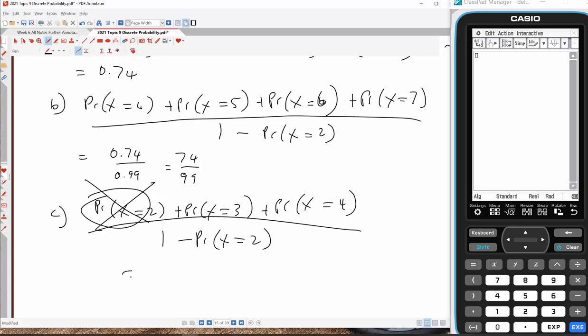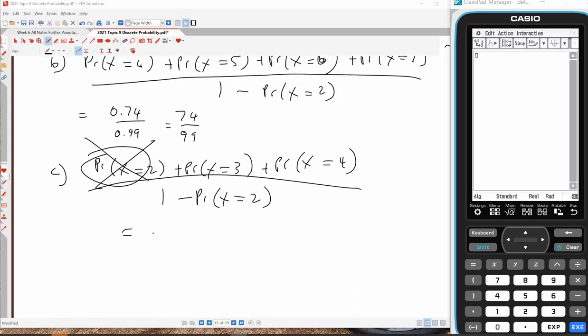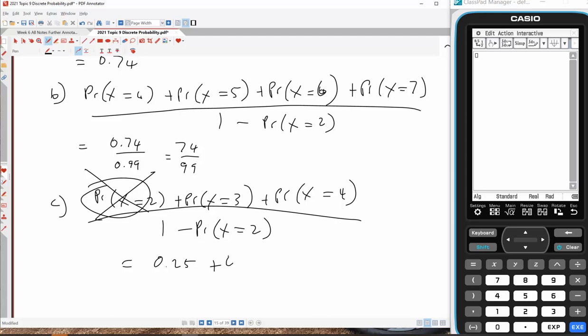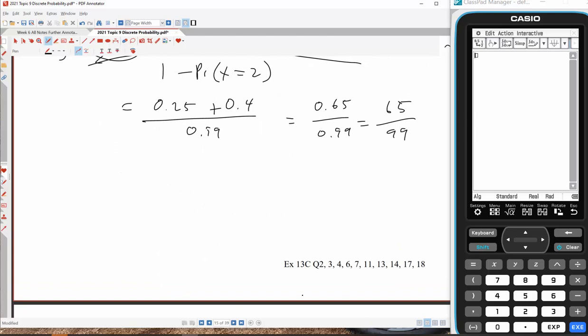So what we'll do, all right, so x equals 3 is 0.25 plus 4, what's 4 again? 0.4 over 0.99. So that is 0.65 over 0.99, which is 65 over 99. All right, so there's your 13C questions right there.